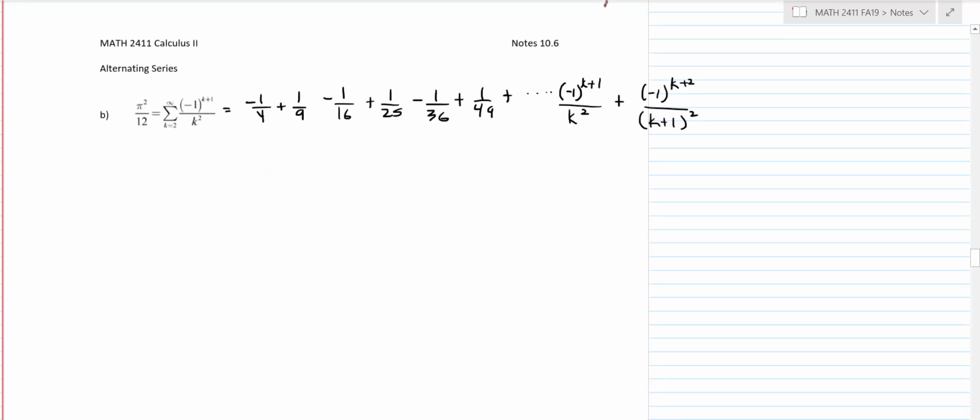Okay, so what I'm going to do is highlight a couple things right here. This thing right here, what would that represent? That would be the partial sum.